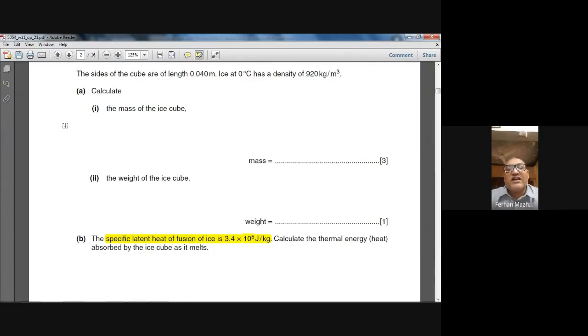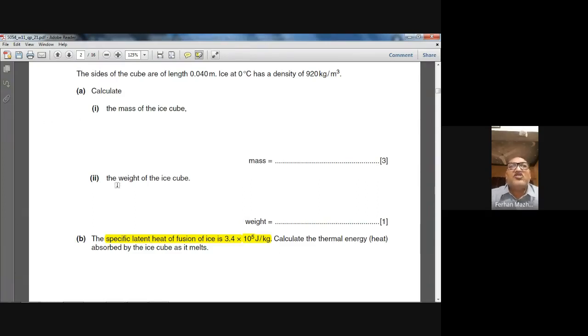The volume of the cube can be found by length multiply length multiply length, and the length is 0.040 meters. So simply multiply 0.04, multiply 0.04, multiply 0.04, and you get the volume. Once you have the volume, then I can use the formula density is equal to mass divided by volume, so mass will be equal to density multiply volume.